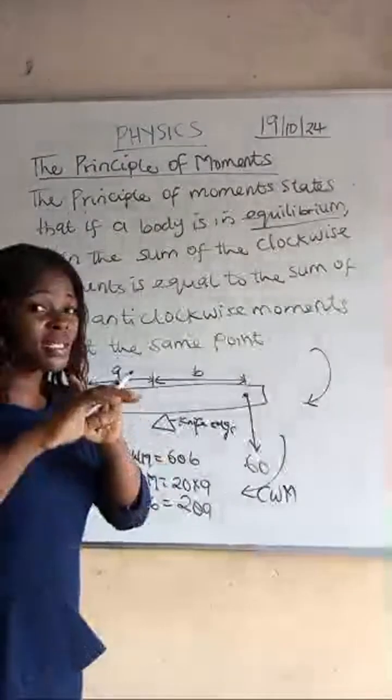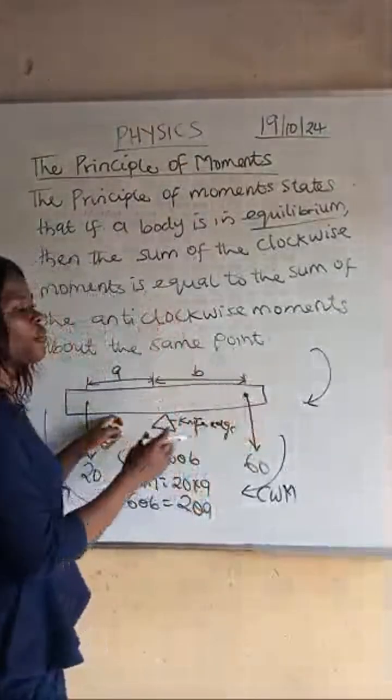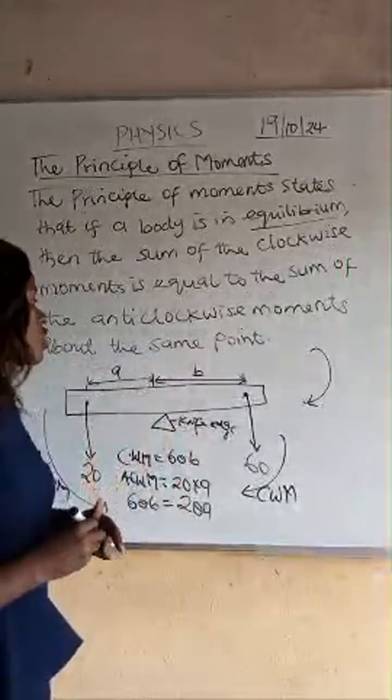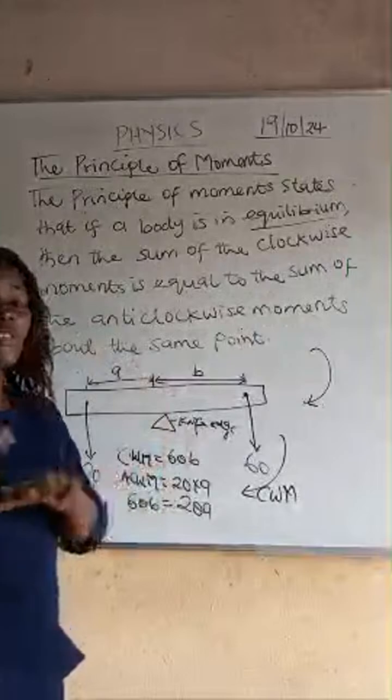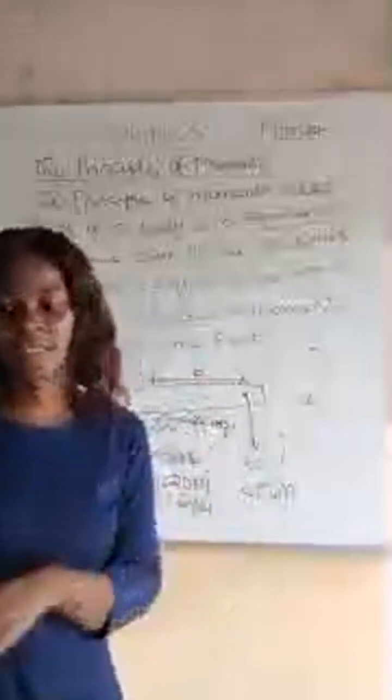First, you're going to balance the meter rule, and then the distance from where the mass was hung to the center, you subtract it, and also the same way you subtract it. So you're going to see several problems, several ways in which this can come as a question to you as a student. So I'm going to explain all of that.